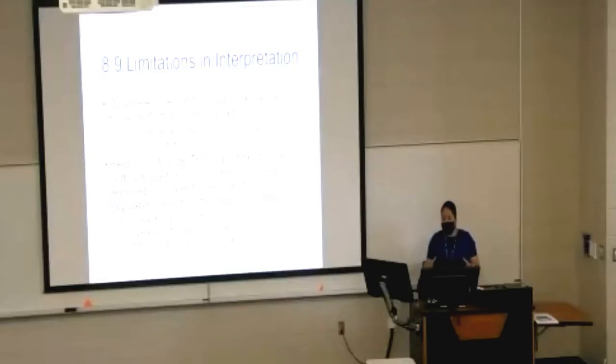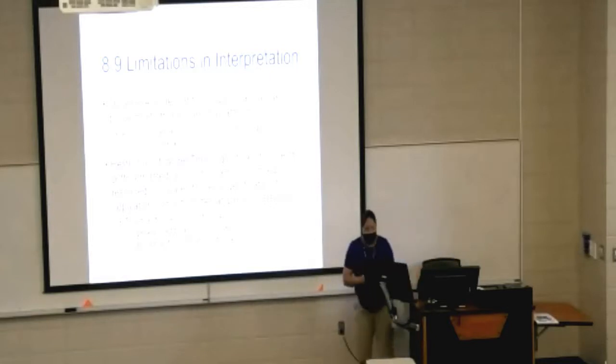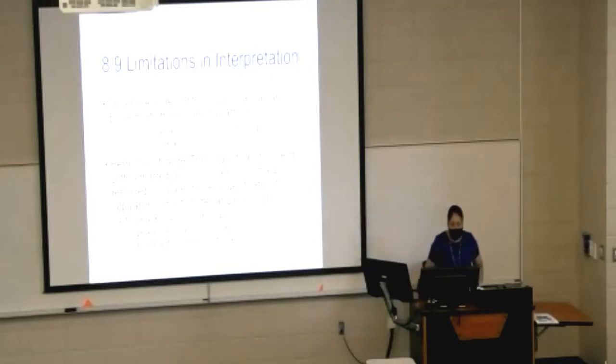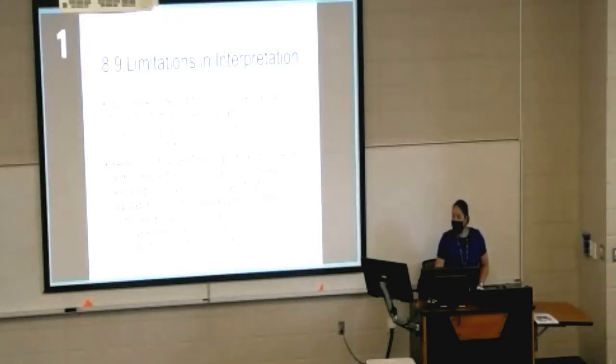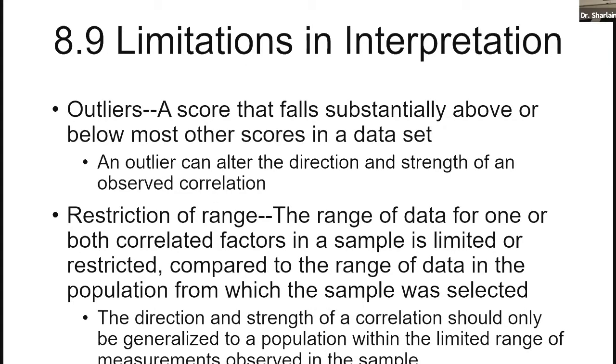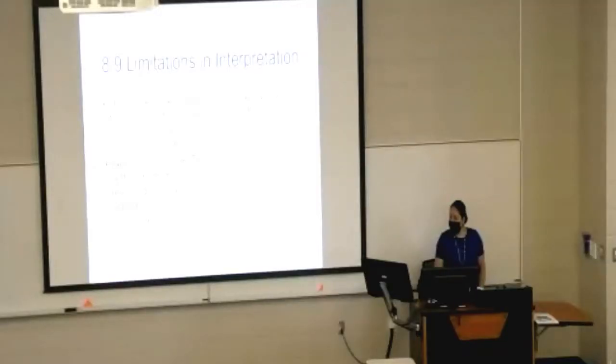Now, if we move forward towards other limitations, notice that when you're interpreting that scatter plot, you may also be limited in that interpretation because you might have an issue with outliers. And what do I mean by outliers? An outlier is basically any score that is falling very much above or very much below the scores in a data set.